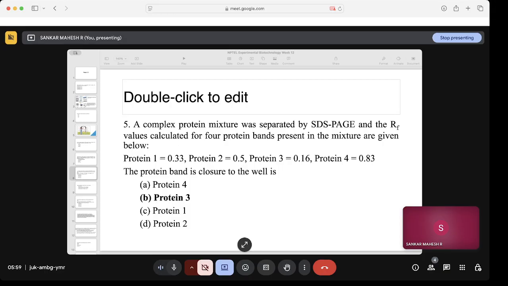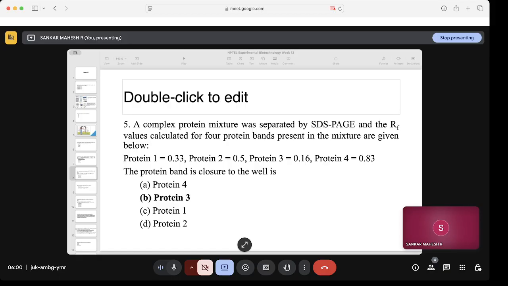So retention factor typically tells you how much a metabolite or molecule of interest has traveled compared to the tracking dye. Building upon what you mentioned, the retention factor is the ratio of the distance traveled by your molecule of interest in a particular lane compared to the distance traveled by your tracking dye.